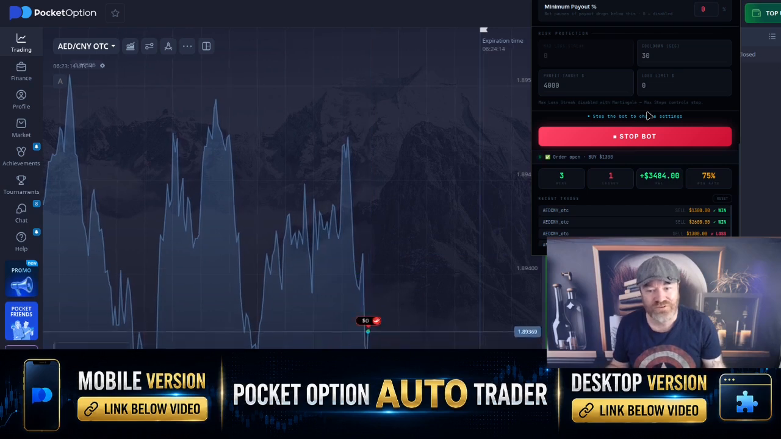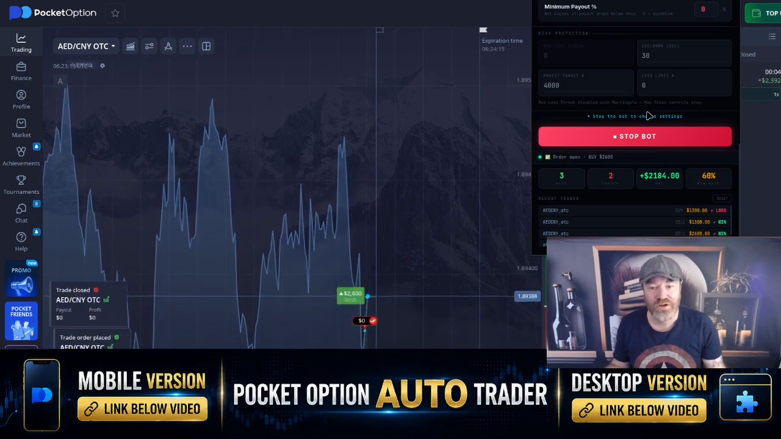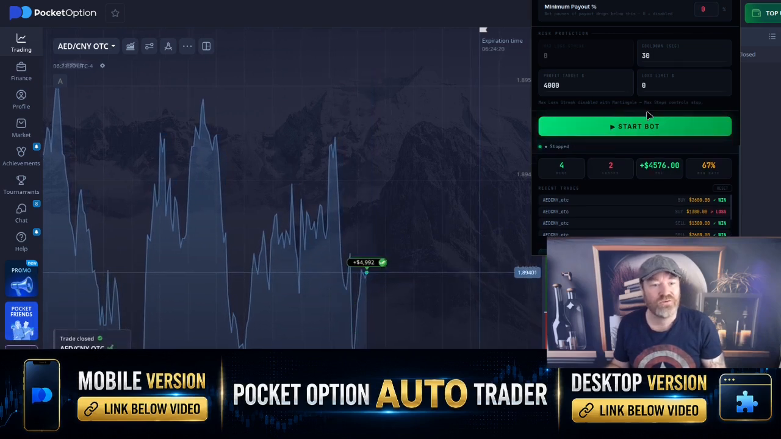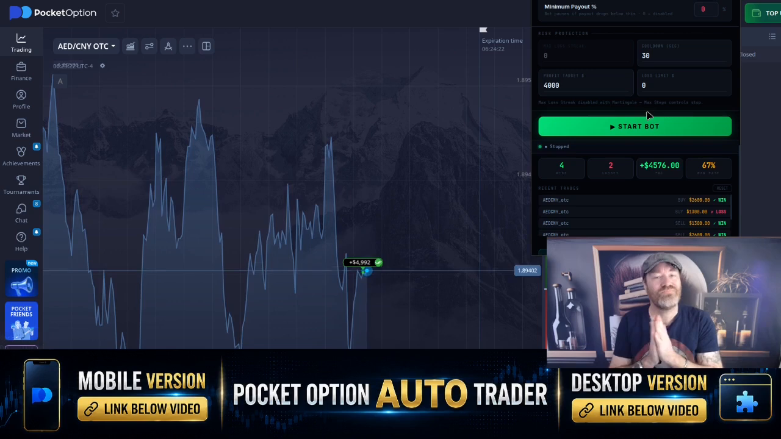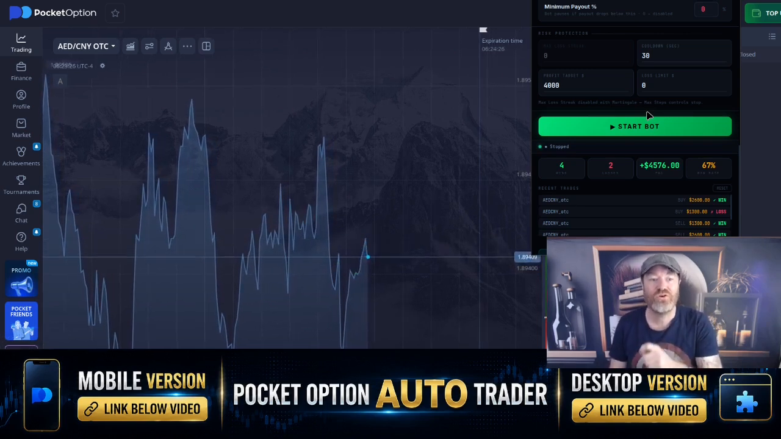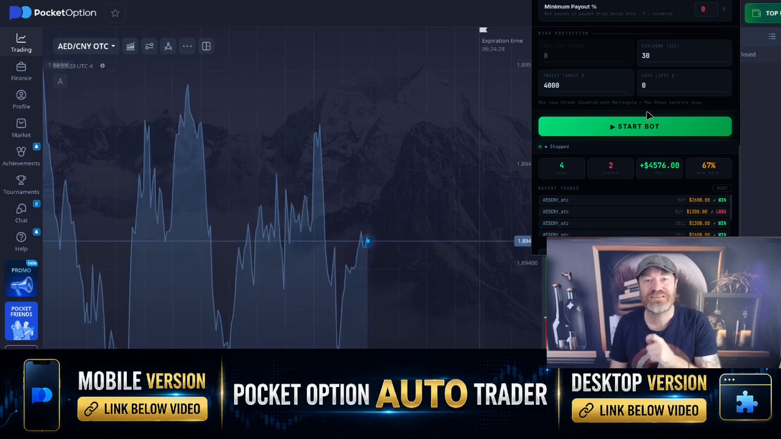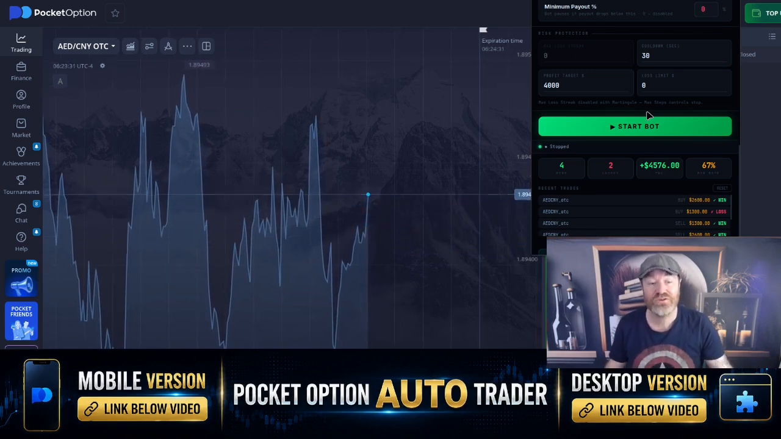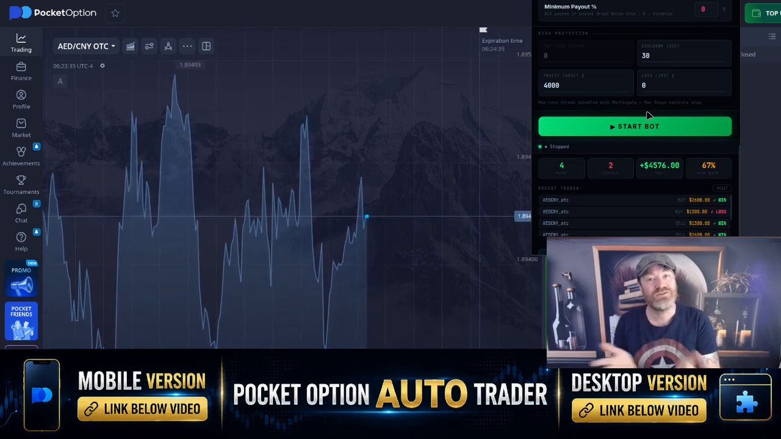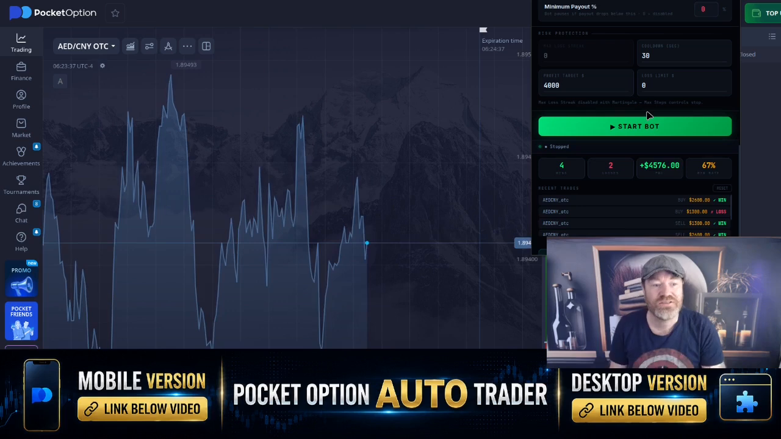This one, you see, did go the wrong way, but he buys again now. That with the martingale, and that did turn a winner. So here we got it. 4 wins, 2 losses, $4,576 profit Sunday morning. It's 7 in the morning, just so you know. And we got a 67% win rate.